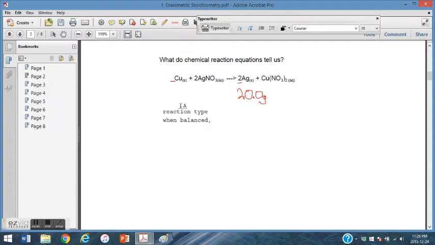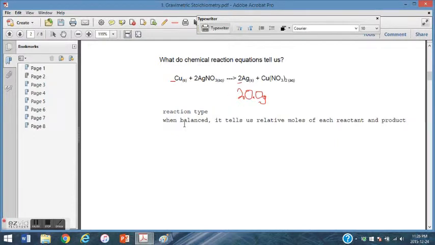When balanced, it tells us relative moles of each reactant and product. So this is where I was saying, if we have 1 mole of copper, it produces 2 moles of silver. Or if we have 2 moles of silver, it's half that number of moles of copper required to get there.